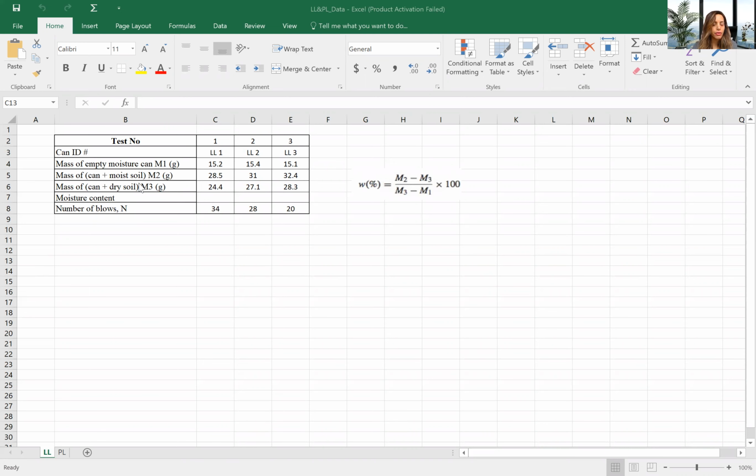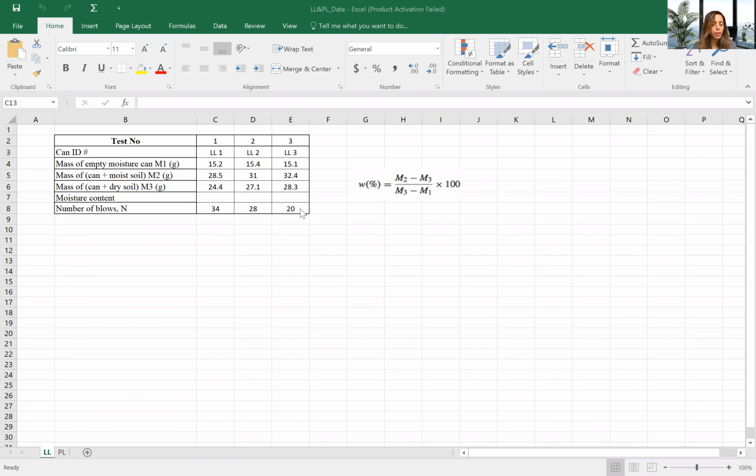And then after your soil dried out, you weigh it again and you have the mass of the can and dry soil. So if you subtract the mass of the can from M3, you're going to get the mass of the dry soil. And if you subtract the mass of the can and dry soil from the mass of the can and moist soil, you can get the mass of water. So the ratio here is giving you the water content. And that's what you need to find in this row.